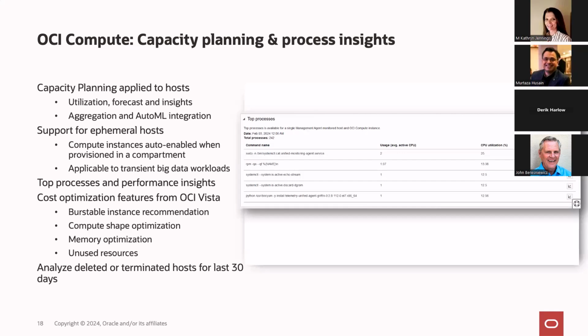And recently we have added some additional cost optimization features into the host capacity planning application, in terms of burstable instance recommendations, compute shape optimization, memory optimization, and any unused resources that are already enabled. If you need to disable them, that's another use case that is supported now. And recently we have also added support for any deleted or terminated hosts for the last 30 days, if someone wants to view and analyze them. That is also available as part of host capacity planning.